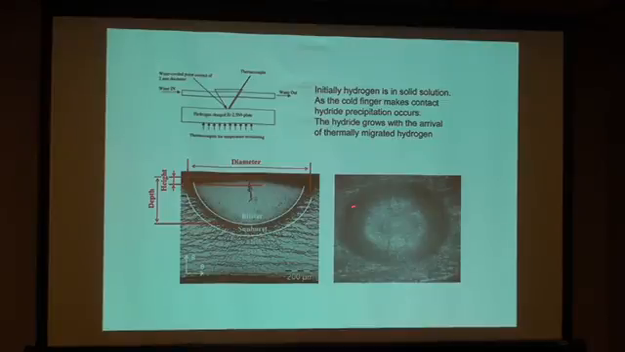This is a picture of the hydride, seen from outside, and you can see some dark lines in it. And this is a cross-section. You can see a crack, so these dark lines are cracks that go down through the hydride. And it's called a blister because it's bulging out like this.